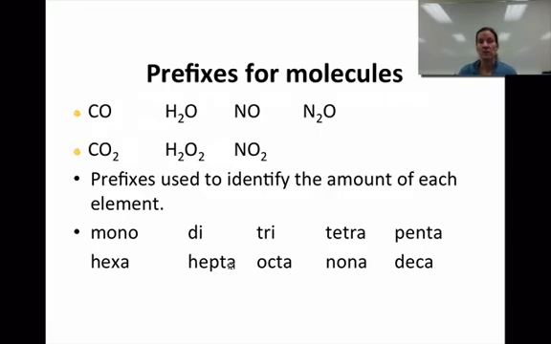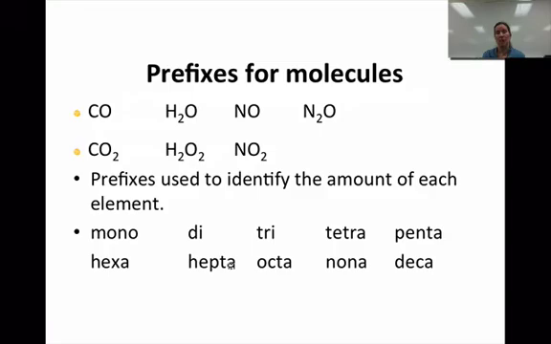When we're dealing with molecules, the number of elements that are bonded is noted with something called a prefix. On the screen you have your list of prefixes from 1 up through 10: mono, di, tri, tetra, penta, hexa, hepta, octa, nona, and deca. Those will be used to describe how many elements are bonded within the compound.